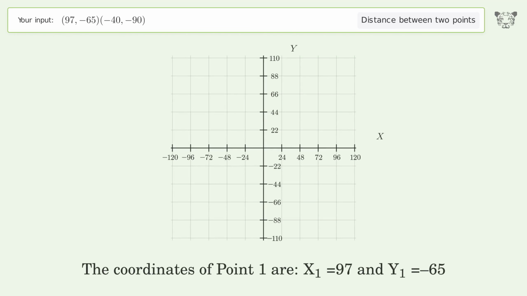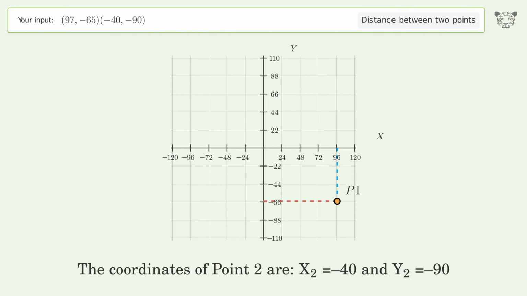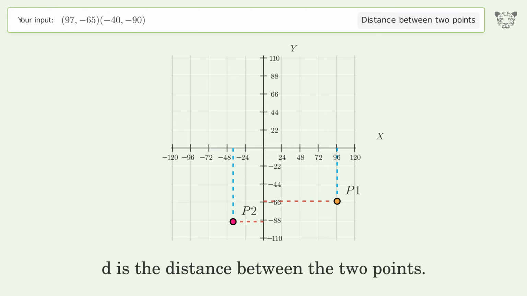The coordinates of point 1 are x1 equals 97 and y1 equals -65. The coordinates of point 2 are x2 equals -40 and y2 equals -90. D is the distance between the 2 points.